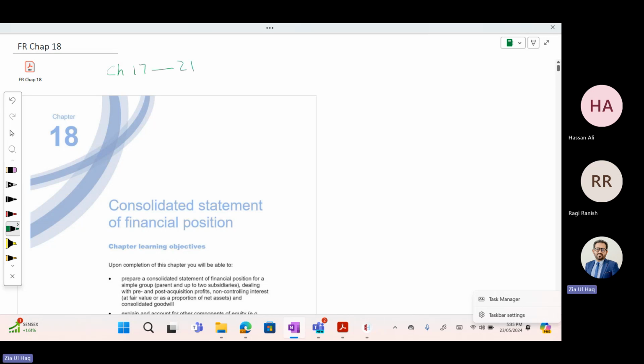The next 5 chapters are based on one topic, that is consolidation. From where we can expect a long question. If no long question, at least 10 marks will be tested in short questions. An important topic from examination point of view. Consolidation. What is consolidation?